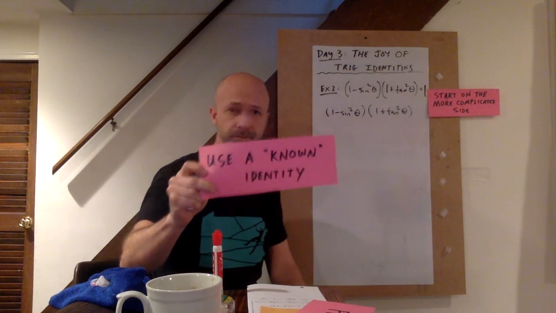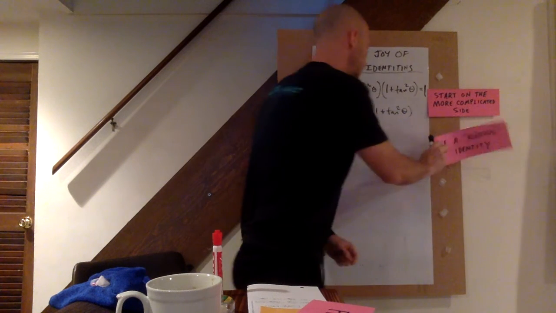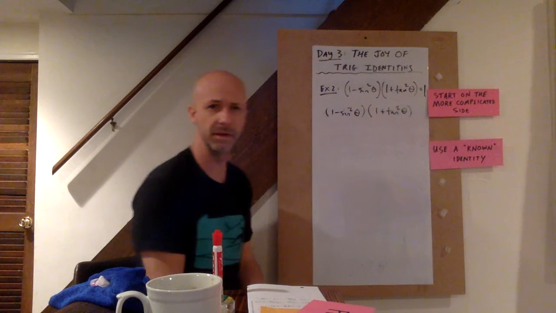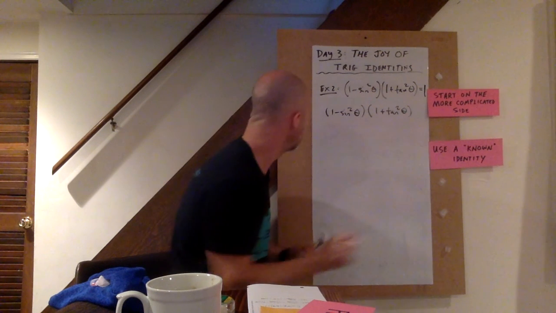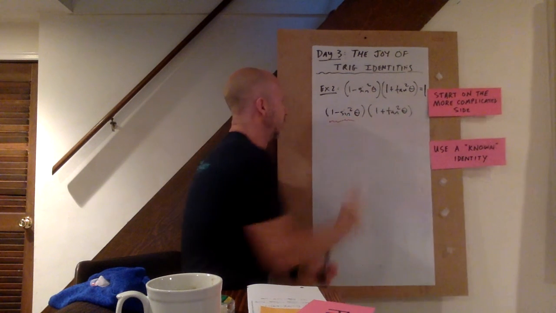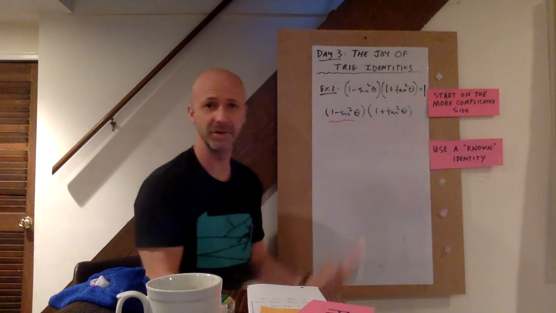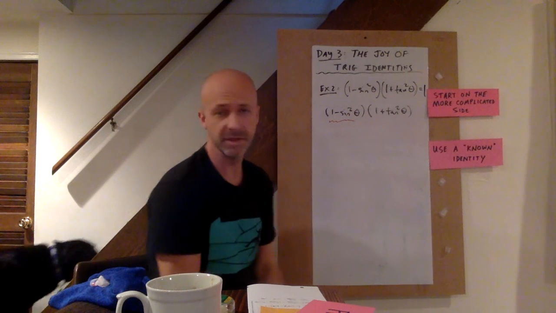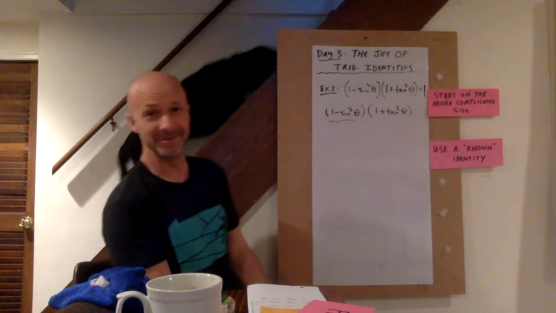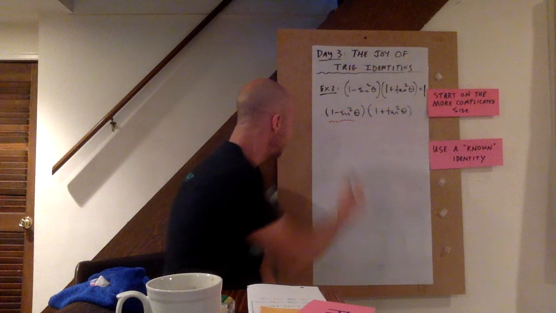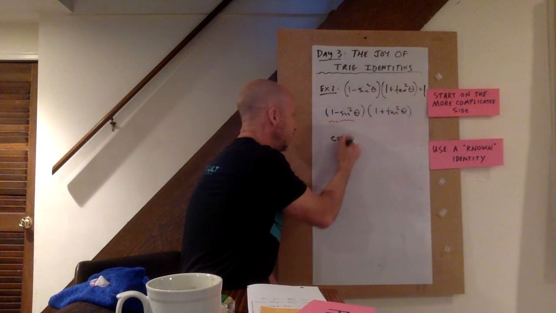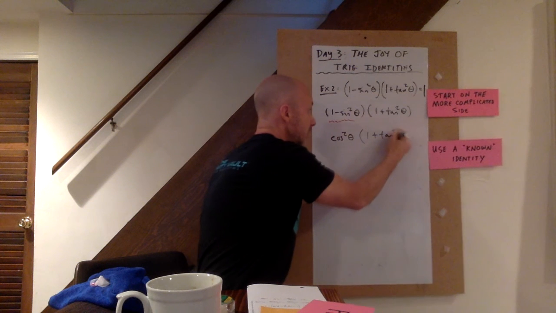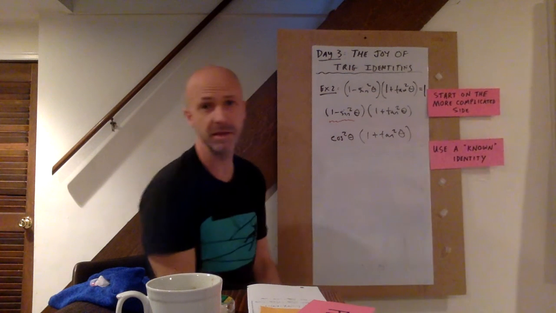Use a known identity. 1 minus sine squared that I see right there in parentheses, that's something you want to start to recognize. We remember back to when we started the unit circle, and we say, oh, sine squared plus cosine squared is equal to 1. And as a consequence of that, that means 1 minus sine squared is equal to cosine squared. So I'll sub out 1 minus sine squared, and I'll sub in cosine squared using that known identity that sine squared plus cosine squared is always equal to 1 for all values of theta.